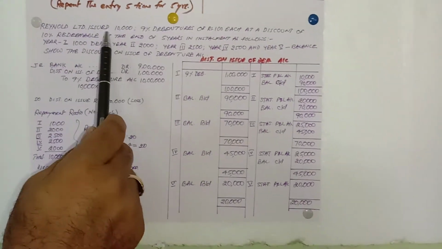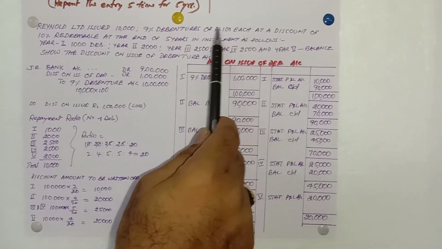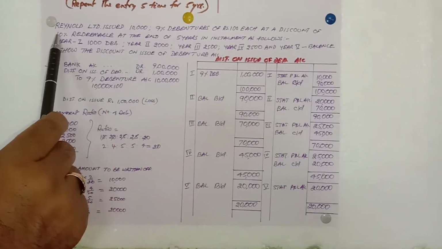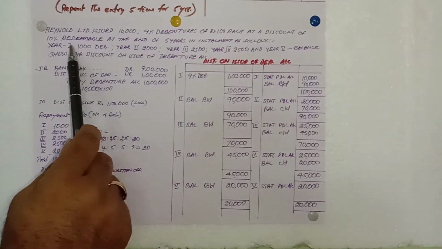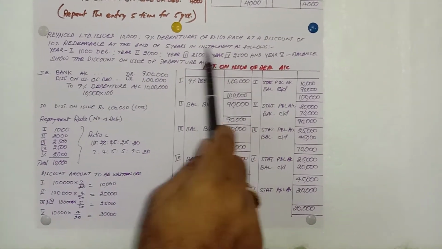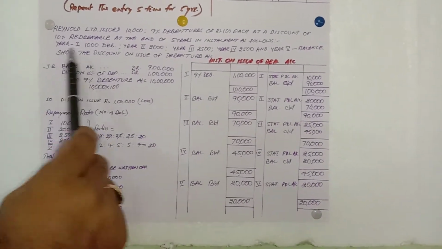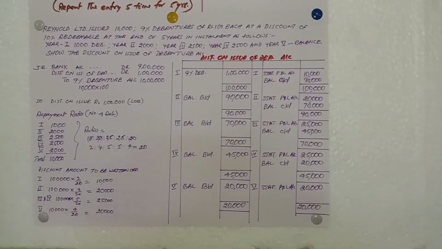Renault Limited issued 10,000 9% debentures of 100 rupees each. The cost of debenture is 100 rupees. Issued at a discount of 10%, redeemable at the end of 5 years. So they are redeeming at the end of 5 years. And in installment it is given like they are redeeming debenture amount within 5 years, but every year some debentures money they are paying off.